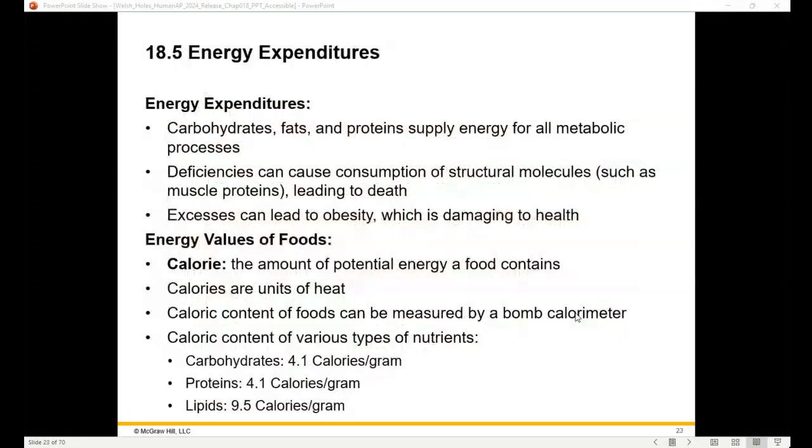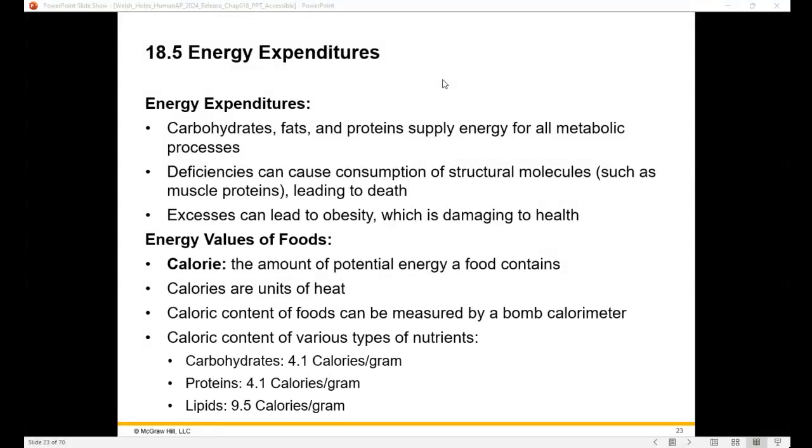Energy expenditures. Carbohydrates, fats, and proteins supply energy for all metabolic processes. Deficiencies can cause consumption of structural molecules, such as muscle proteins, leading to death. Excesses can lead to obesity, which is damaging to your health. The energy value of foods we usually express as calories, which is the amount of potential energy a food contains. Calories are units of heat.